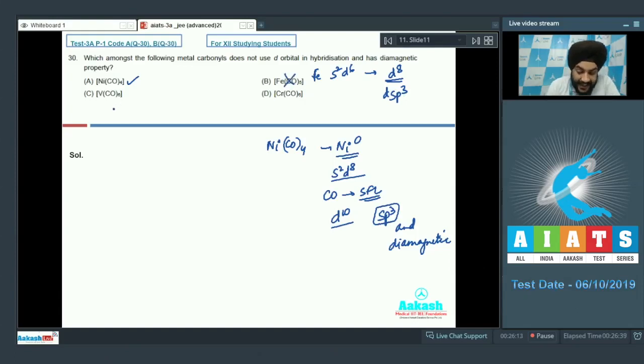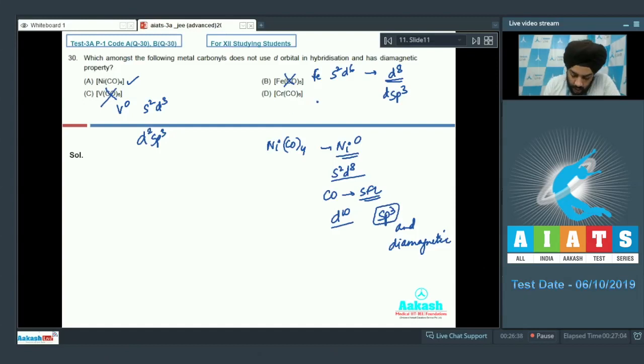If you look at V(CO)6 negative, students, in V(CO)6 vanadium is present in a state of 0 in this case, so it has 4s2 3d3 configuration. So it has vacant orbitals, it is going to have d2sp3 hybridization as well. So this is not an option.